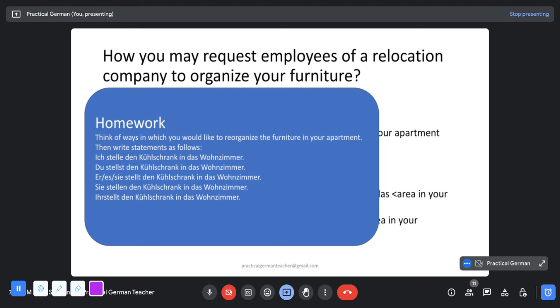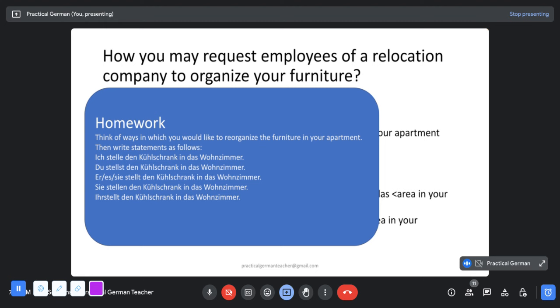Der Kühlschrank steht in das Wohnzimmer. Again. Der Kühlschrank steht in das Wohnzimmer. No, now it will be dative because you are describing position. So, in dem Wohnzimmer. Is it not clear, Rishi? In dem. Is it clear why dem and not das anymore?